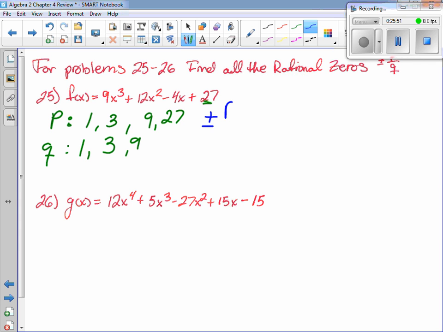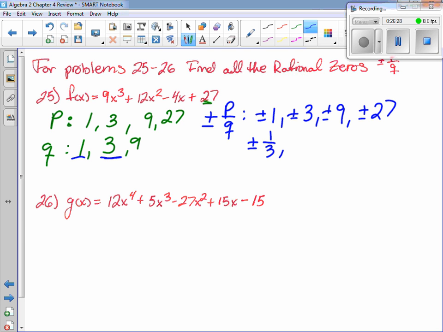Now to find all of them, we're going to do plus or minus P over Q. So I start off with Q being 1. So we do 1 divided by 1, which is 1. 3 divided by 1 would be 3. 9 divided by 1 would be 9, and 27 divided by 1 would be 27. And now that we've finished that one, because we used all possible P values, we move on to Q being 3. So we're going to do 1 divided by 3, which would be plus or minus 1/3.